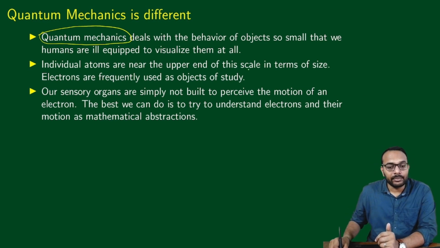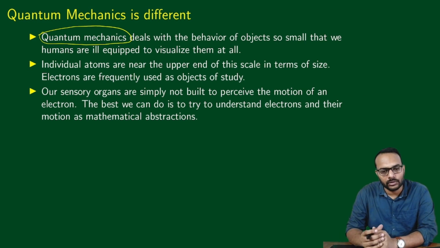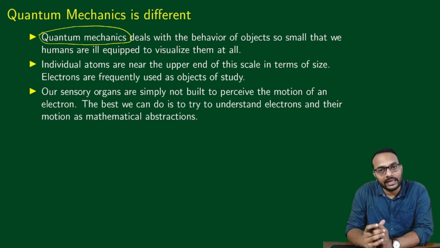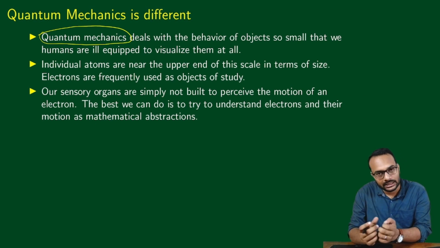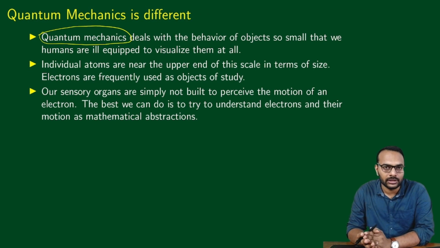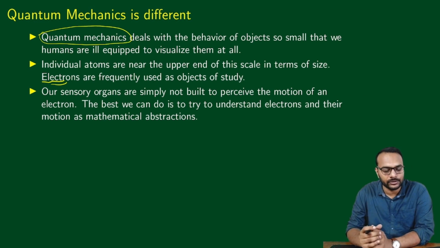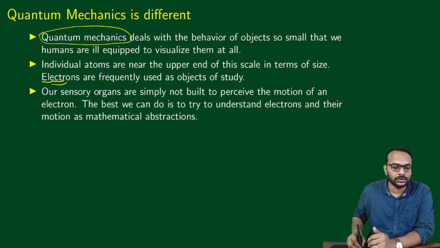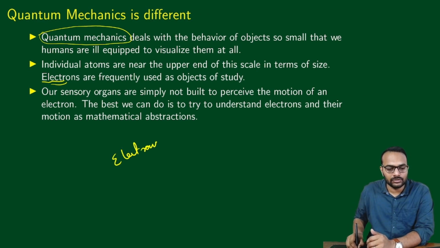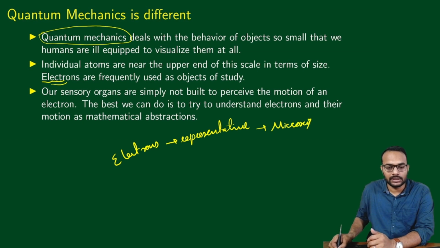Individual atoms are near the upper end of the scale in terms of size. We said that we are dealing with small objects. The question is how small. Roughly the size of an atom. If things are smaller than the size of the atom, then it's surely quantum mechanics. We'll talk about electrons as the representatives of the subatomic, or microscopic, world. Electrons will be considered throughout the course as the representatives of the microscopic world.